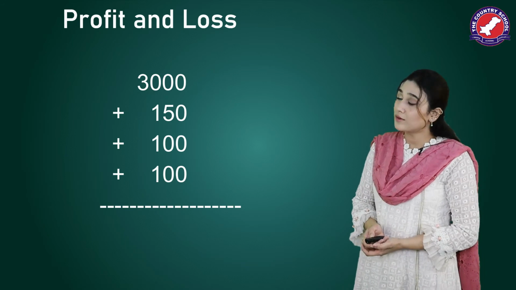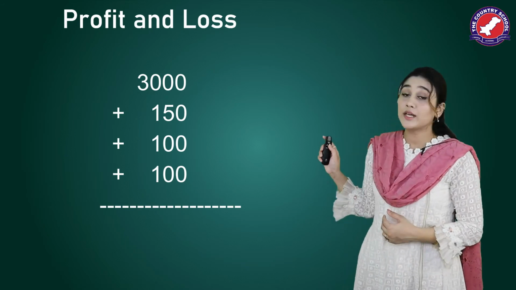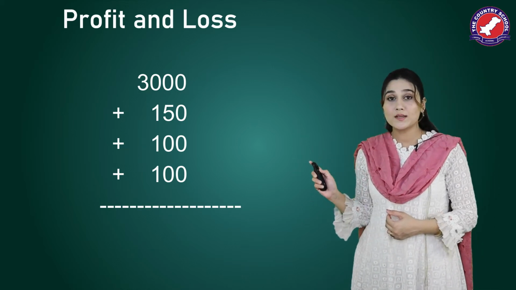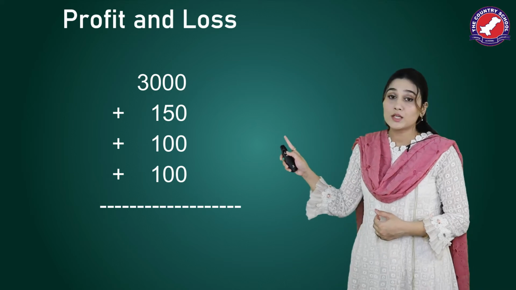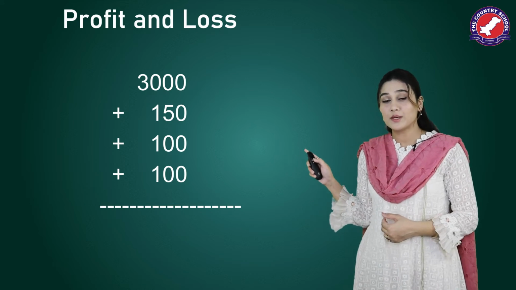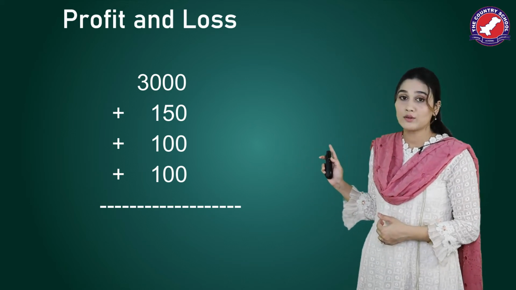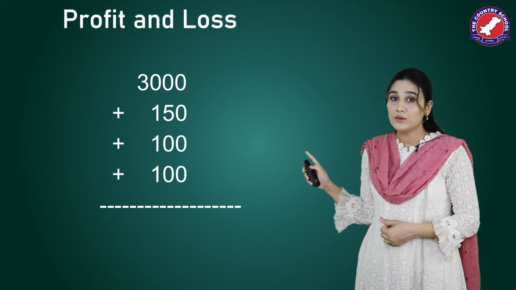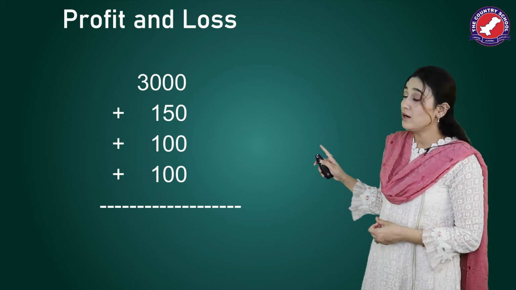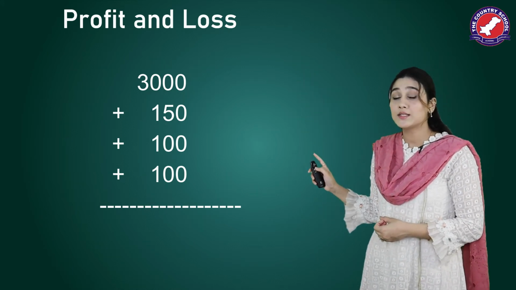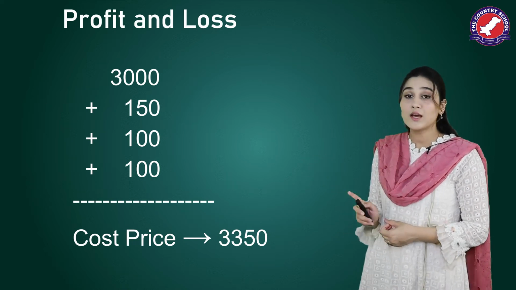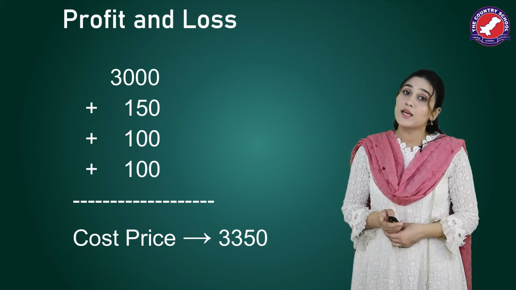Let's try solving it. Let's first calculate all his expenses. How much did he buy the vegetables for? ₹3,000. He paid to his assistant ₹150. He paid for bills ₹100. And he paid for fuel ₹100, which means his total expenses are, we have to add all these and our answer is 3,350. He paid 3,350 for expenses.